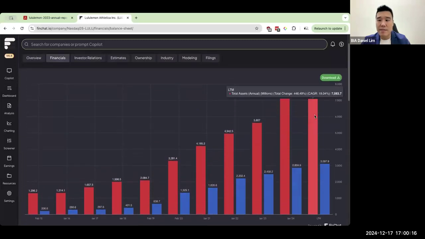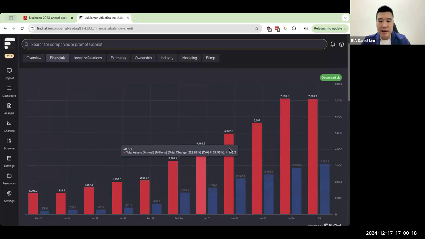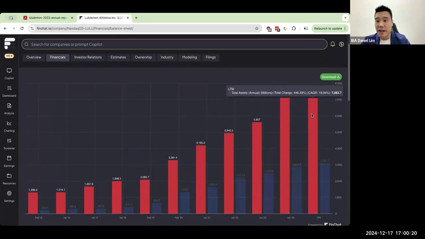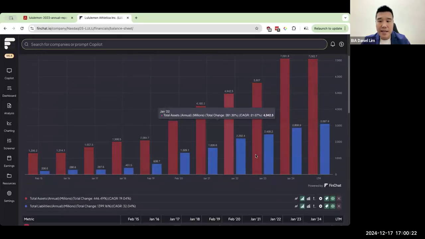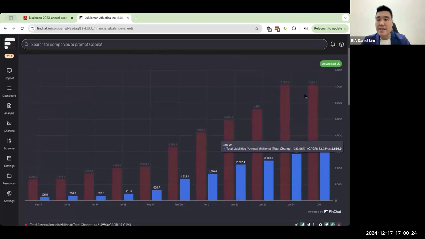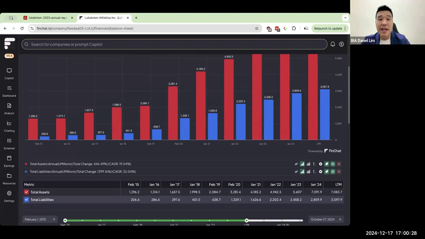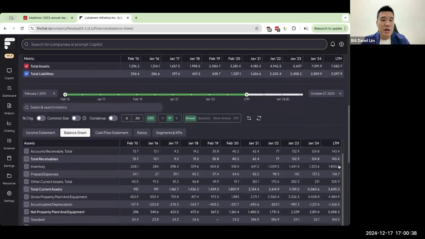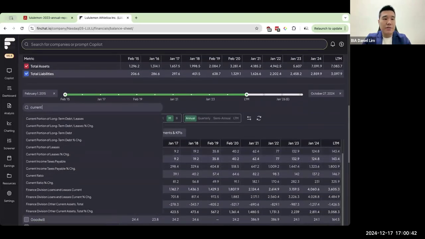So Lululemon's assets every single year are increasing. Oh, very, very good. And the liabilities are also increasing, but at least the assets are also way higher than the liabilities. No issue with us. Then we need to find what? Current ratio and cash ratio. Remember, can their current assets cover their current liabilities and so on. So what we need to do is very simple. You can type here, current ratio, and cash ratio.